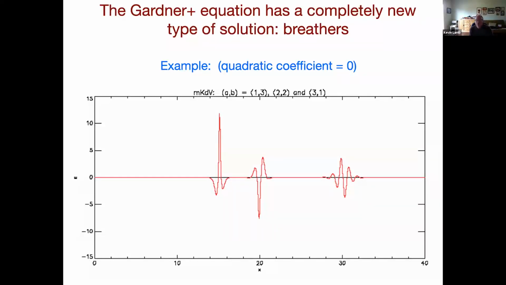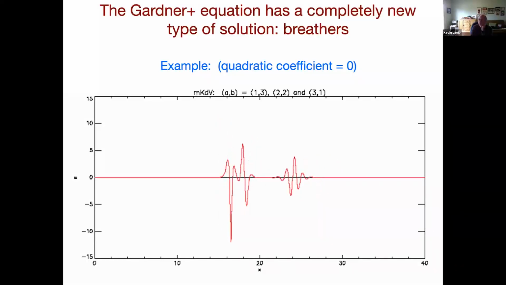So finally, in terms of the Gardner equation, maybe I'll say a little bit about breathers. Many of you are aware that the Gardner equation also has a completely new type of solution called breathers. So here's an example of the interaction of three breathers. They interact and they reemerge with their initial identities.